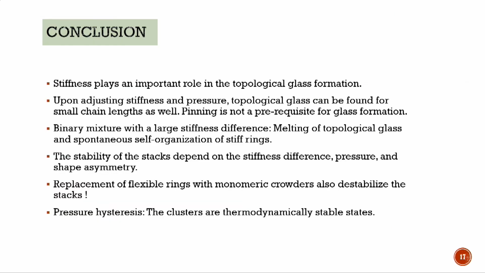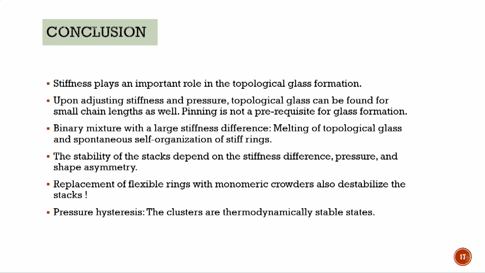So to conclude, what I find is that stiffness plays a very important role in topological glass formation. If we adjust the stiffness and pressure, this topological glass can be found for small chains. We don't need very large chains as was predicted from the pinning model. And this binary mixture with a large stiffness difference forms a spontaneous self-organization of the stiff rings, which is very novel and different compared to linear chains. And the stability of the stacks depends on the stiffness difference.